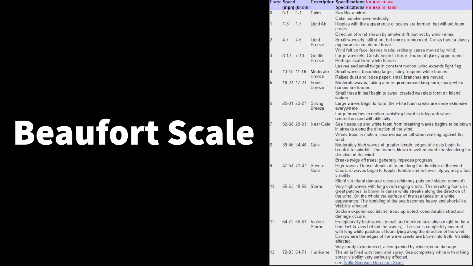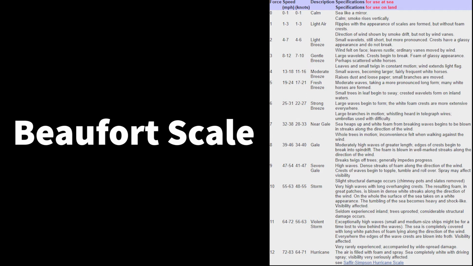How fast the wind blows, or wind velocity, is measured on a scale from 0 to 12. This is known as the Beaufort Scale. It was developed by Sir Francis Beaufort in the early 1800s. It was developed to help sailors estimate winds just using visual observations.